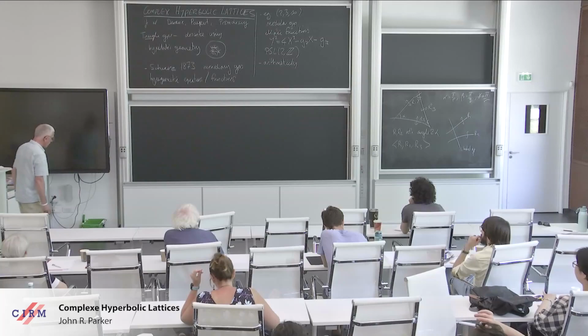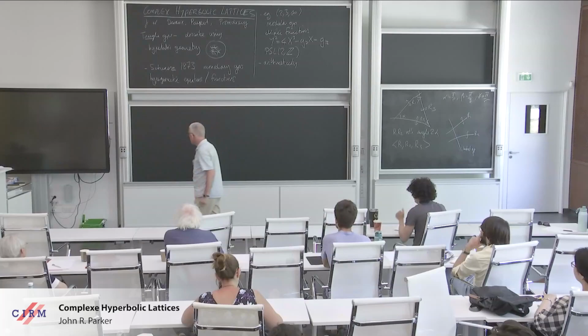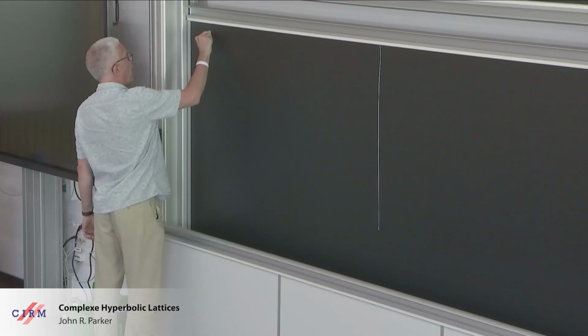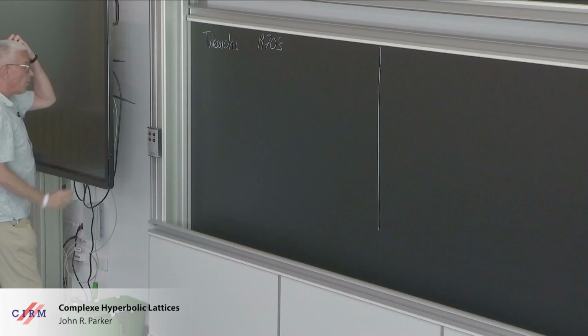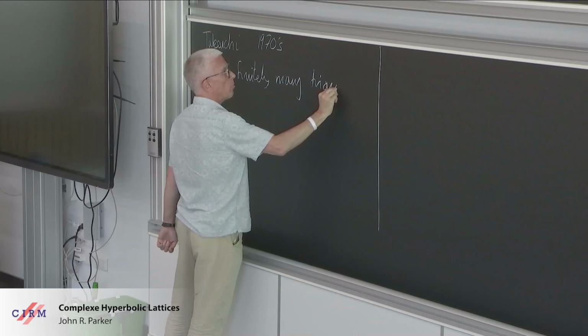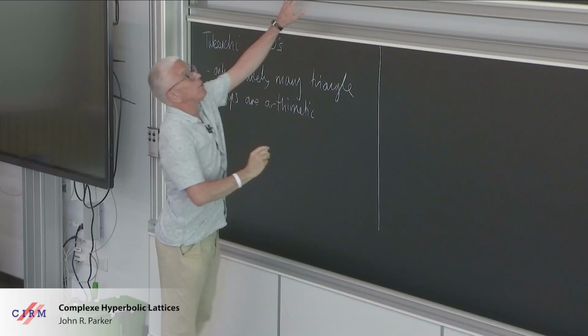So one might hope, using this, that you could just use arithmeticity to decide everything you want to know about triangle groups. Unfortunately, that's not true. Takeuchi, in a series of papers in the 1970s, showed that only finitely many triangle groups are arithmetic.